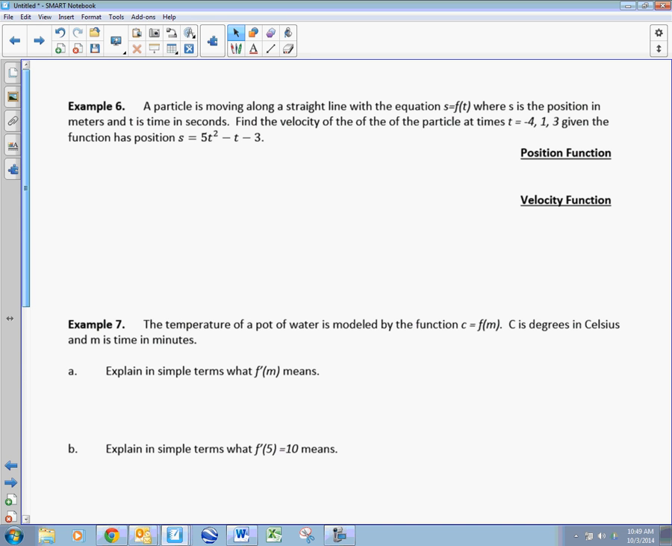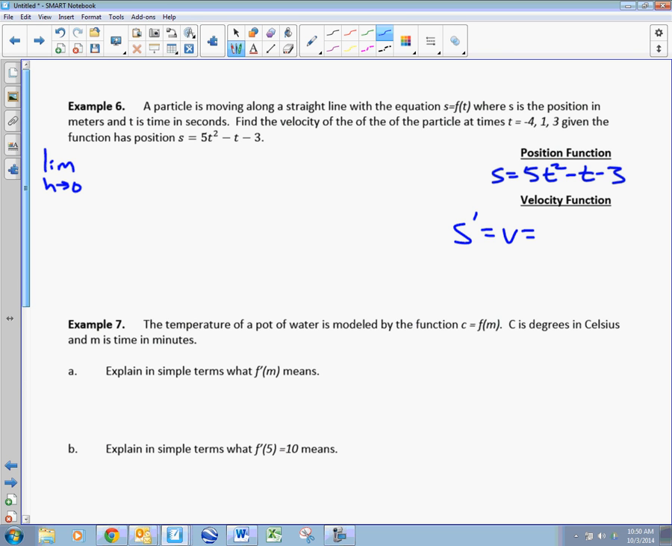So when it says a particle is moving and we need to find the velocity given this position function, the position function is S equals 5t squared minus t minus 3. The velocity function is the derivative of the position function. So we want to find the derivative of that position function. Once we have it, it will tell us what the speed is at these different times. So when we see this prime, we know that means we need to implement the limit as h goes to 0 of f of a plus h.